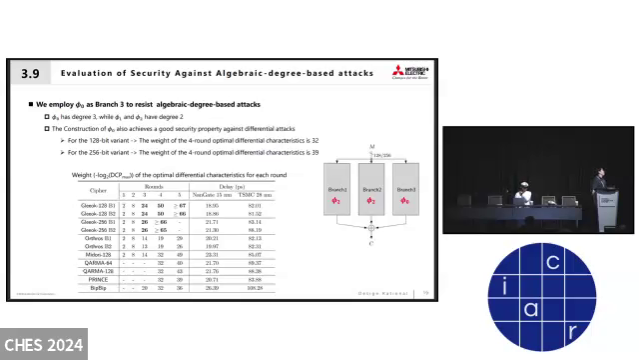And lastly, we need to design branch 3, which should have good resistance against algebraic degree-based attacks. To this end, we use the candidates in the class of phi0, because phi0 has degree 3, while phi1 and phi2 have degree 2. It should be mentioned that phi0 does not have the strongest security against differential cryptanalysis, but it also has good security against differential cryptanalysis.